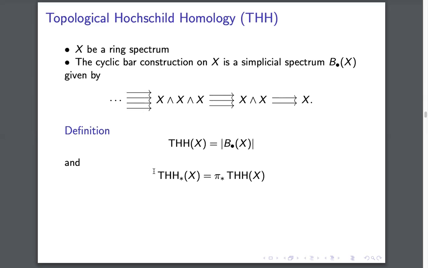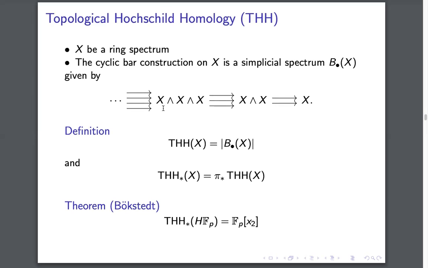So this definition of THH is due to Böckstedt, and this was actually pretty hard to do back then because there was no category of spectra with a nice smash product, so it was really difficult work to define this in the first place. And the goal was to compute algebraic K-theory. After making this definition of THH, Böckstedt makes this famous computation of the topological Hochschild homology of F_p.